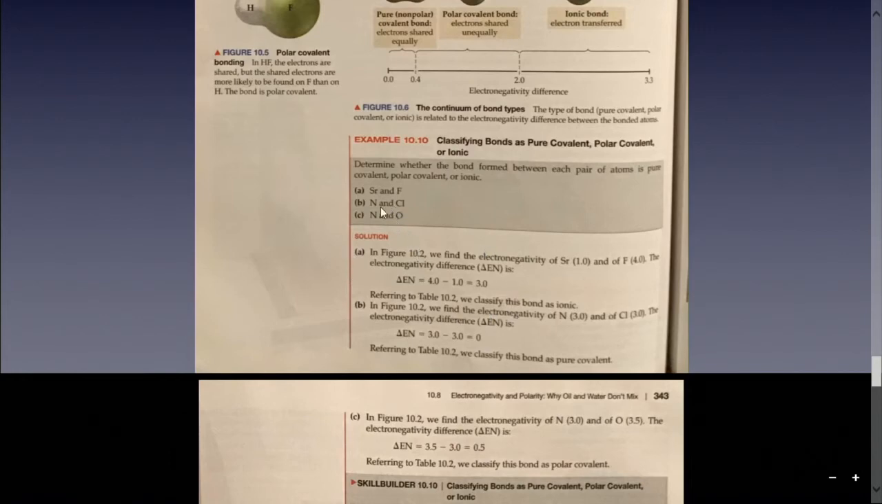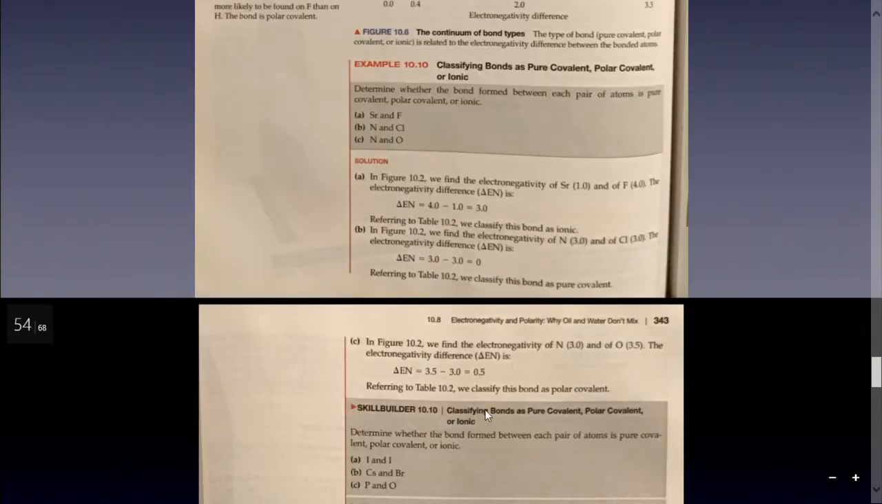For B, with nitrogen and chlorine, the difference is 0, isn't it? It's 0 because they're both 3.0. Even though they're different elements, they both have an electronegativity value of 3.0. And so it's 0. Basically, you just say it's purely covalent. And C, between nitrogen and oxygen, your answer is 0.5, and so you're going to classify that as polar. It's weak, but it's still polar.